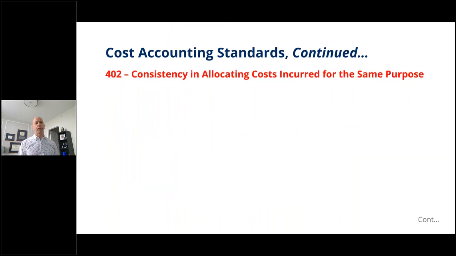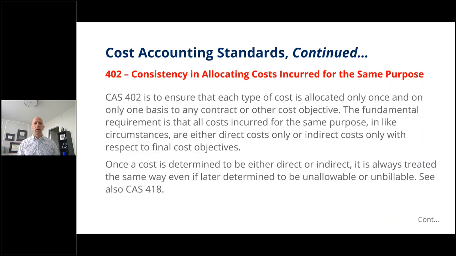All right, 402 sounds similar, back to that consistency approach. It's the consistency in allocating costs incurred for the same purpose. What we're talking about here is that a cost is allocated only once and only on one basis to any contract or other cost objective. The fundamental requirement here is that once a cost is determined to be treated one way, it is treated that way all the time. We'll talk about that as well when we get to CAS 418.